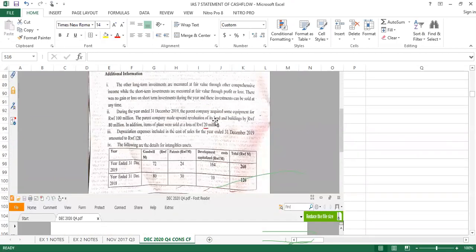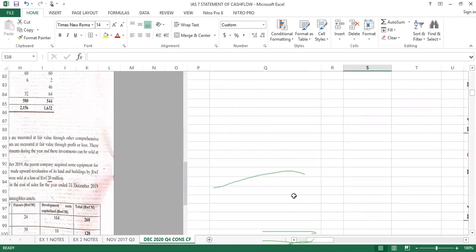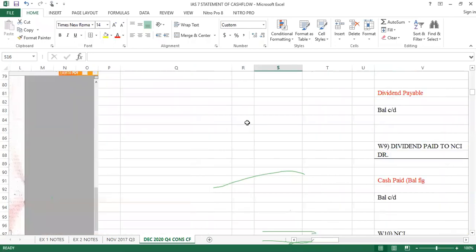During the year, the revaluation was blah, blah, blah. We will come back to that. The plant was sold at a loss of 20 million. Next, depreciation expenses. I'll come back to that working. Development costs incurred and capitalized during 2019 was 200 million. I'll call it cost paid for development. That is the best way to call it.